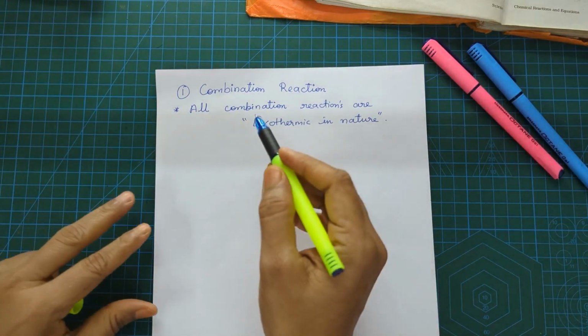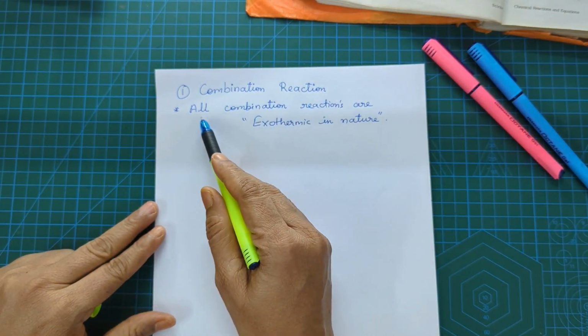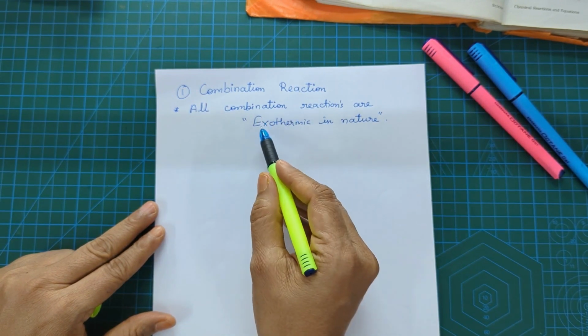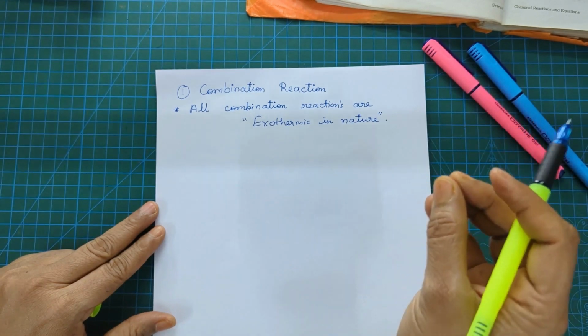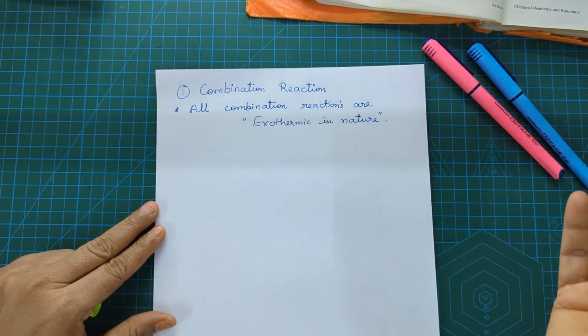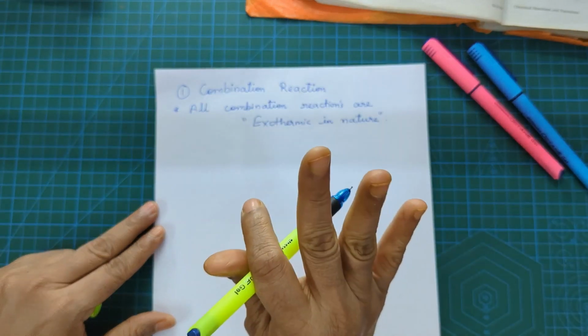Now let's begin with combination reaction. I have already defined combination reaction. So remember that all combination reactions are exothermic in nature. That means that they definitely release heat energy at the end of the reaction. How to remember the examples of combination reaction? There are 3 of them.